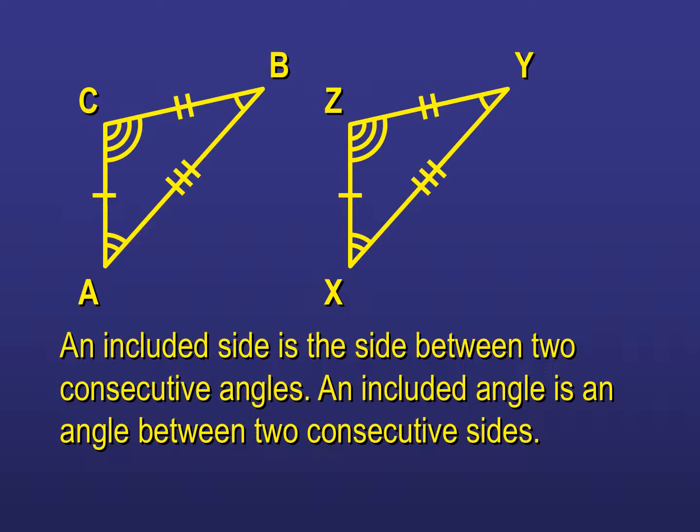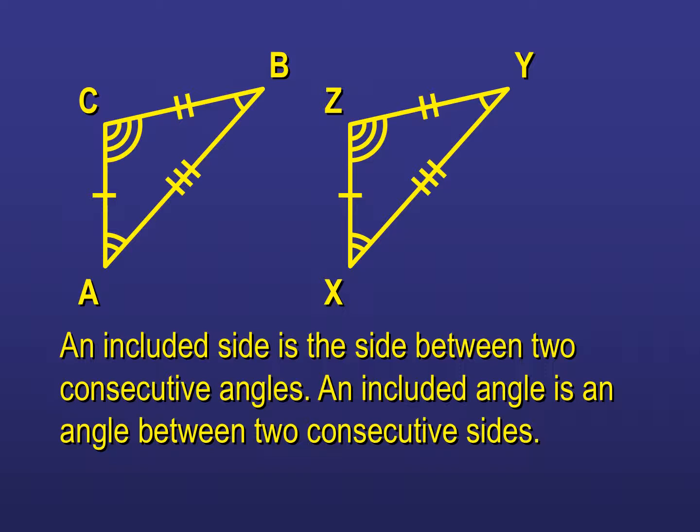So before we begin, we need to go over a couple of terms. The first term I want to talk to you about is included side. So included side is going to be a side between two consecutive angles. Consecutive means that they're right next to each other. So for example, C and A are consecutive, so the included side would be side CA.